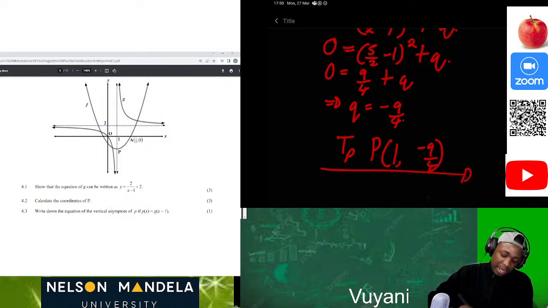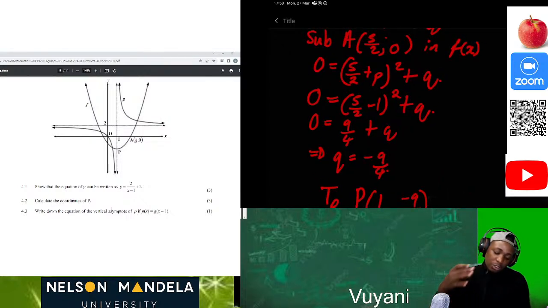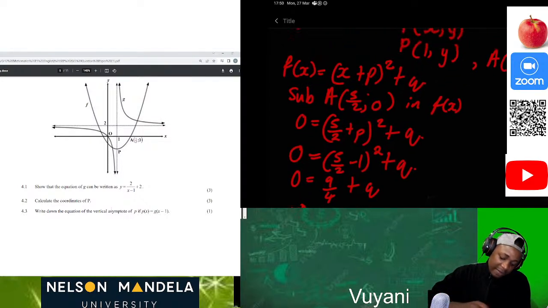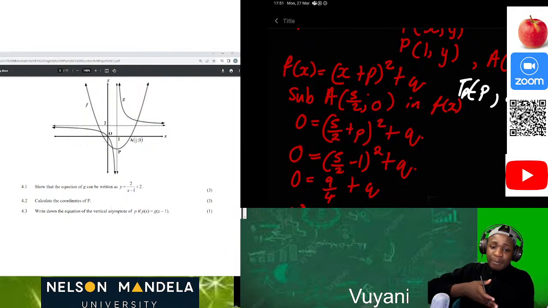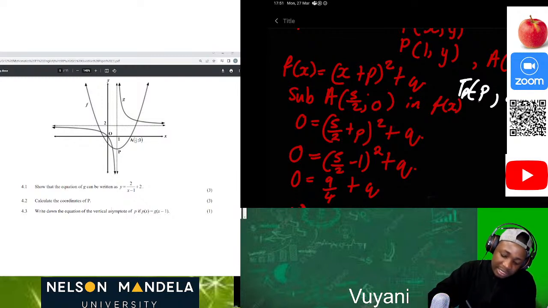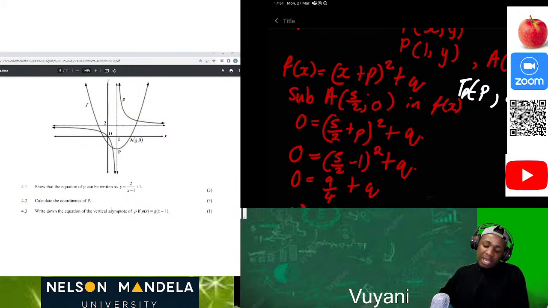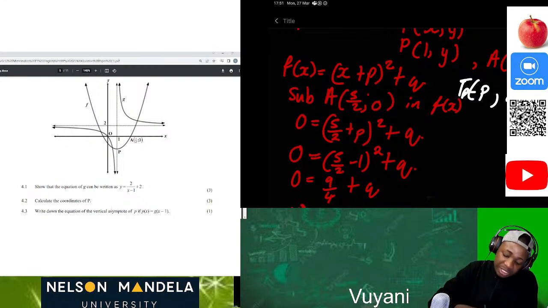Just like that, you are happy, I am also happy. What is important is to understand that this function is given in the turning point form, so the turning point will be (negative p, q). We see that P has the same x coordinate as the vertical asymptote. So we can see that now we have the value here, which is negative 1, which is positive 1.